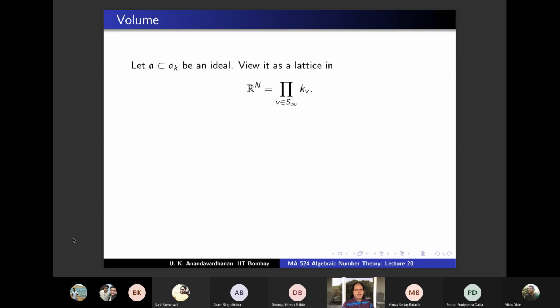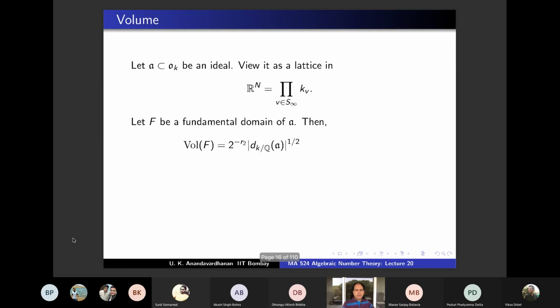And this ideal A in OK, you can view it as a lattice in Rn. Right? And let F be a fundamental domain of A. And then we want to compute its volume, and the volume is in terms of the discriminant. So this is the modulus of the discriminant of A, square root, times 2 power minus r2. And this is the same as 2 power minus r2 times the norm of this ideal A times the square root of the discriminant of K. So what is this notation? Discriminant K meaning discriminant of K over Q of OK, the ring of integers.